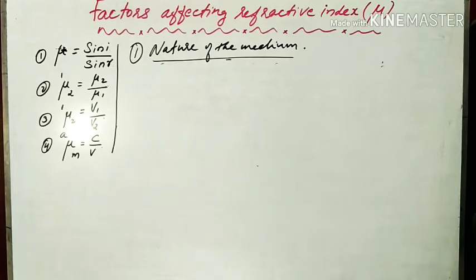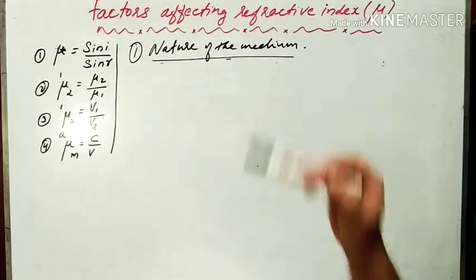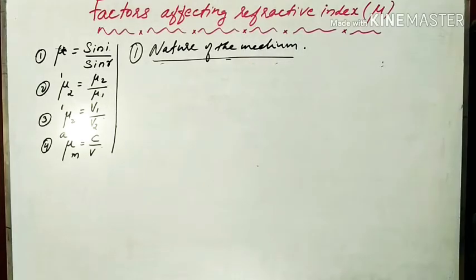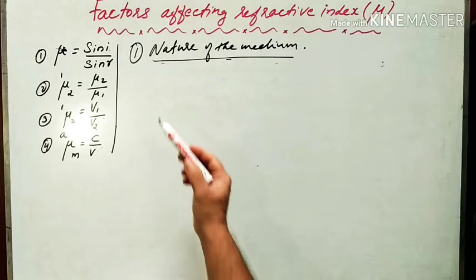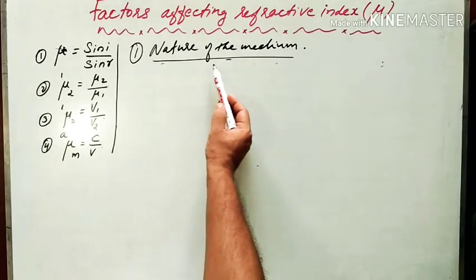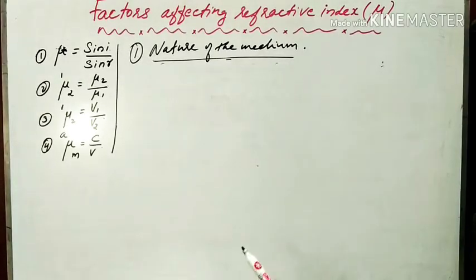In today's session, we are going to learn about the factors affecting refractive index. Some factors will be influencing refractive index, right? Let's check it out. The first one: the refractive index of a medium depends on the nature of the medium. This means different media have different refractive indices.